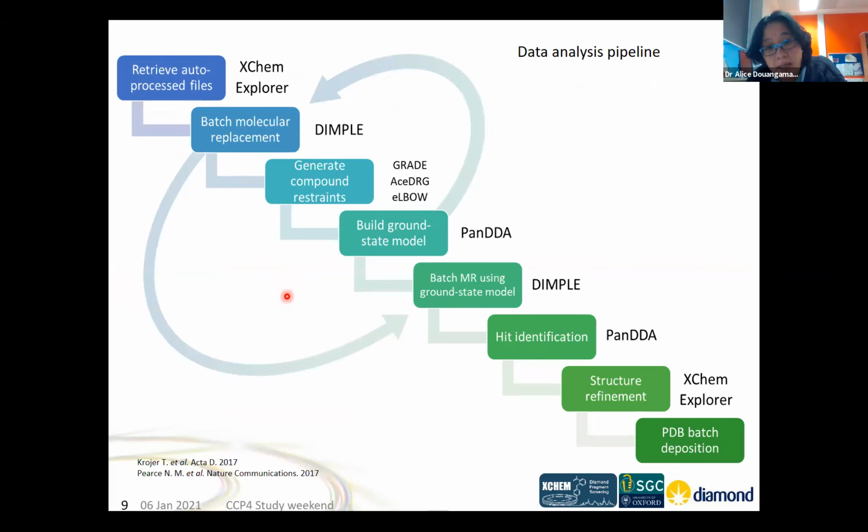We then use PanDDA to look for weak binders. So the PanDDA software is equivalent to a background correction. It uses the average of most of the maps that you have where officially there's nothing in, and you subtract that from each individual electron density that you have in order to see weak binders. And then when you've done the hit identification, you've placed them, you've refined them, you can also deposit everything using XChem Explorer.